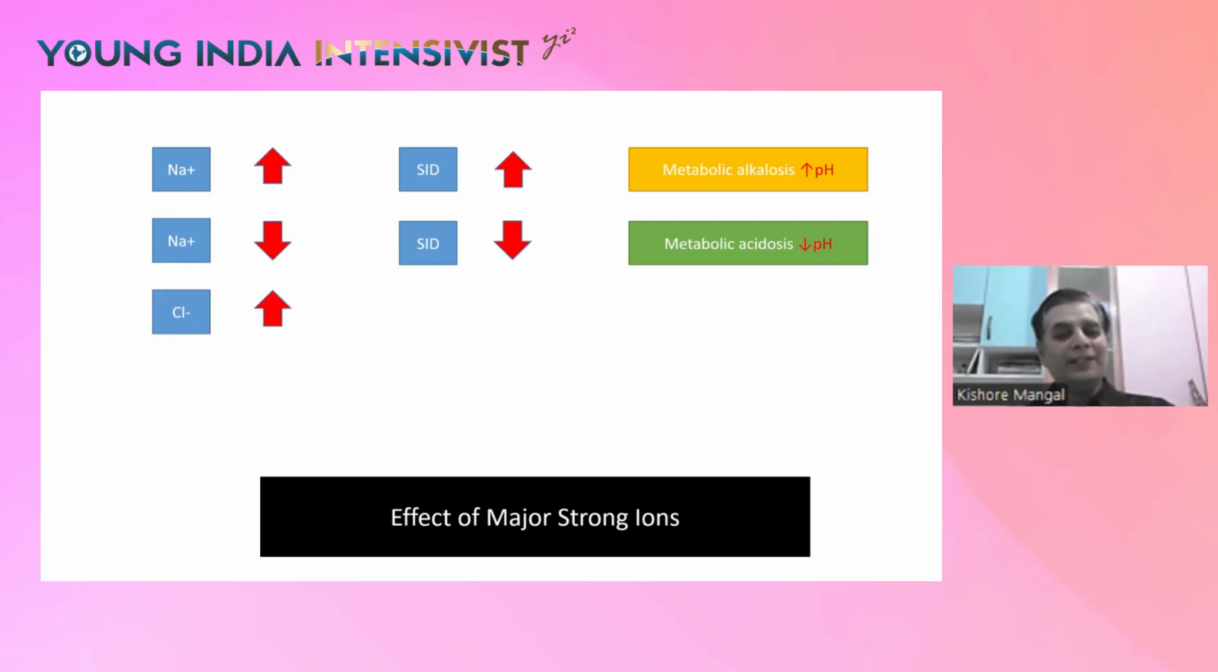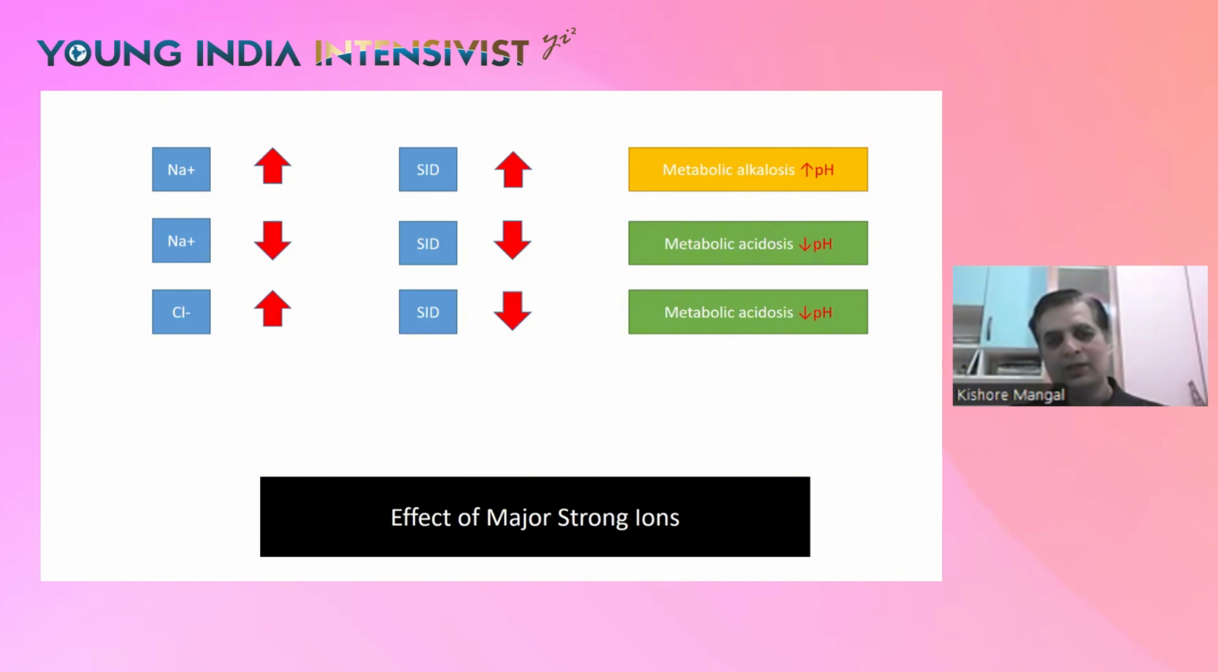What will happen if chloride is increased? If chloride is increased, the SID decreases, because SID is again sodium minus chloride. So if sodium remains normal or the same and the chloride is increasing, it reduces the strong ion difference. And when the strong ion difference reduces, it leads to metabolic acidosis. Or to understand simply, chloride, although completely dissociated, is in the form of H plus and Cl minus. So if Cl is increasing, ultimately H plus will also increase.